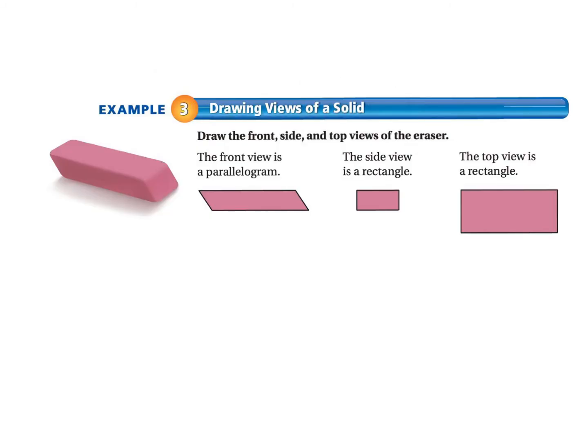All right, we're going to go to the next part. Here's a real life example, drawing views of a solid. We would draw the front, side, and top views of the eraser. So just like we did with the squares, the front view, if we're looking at the eraser this way, is going to be a parallelogram like this. The side view, if we were looking just right here, is going to be a rectangle. And then if you're looking from the top, it's also another rectangle. It's just a bigger rectangle than this one.